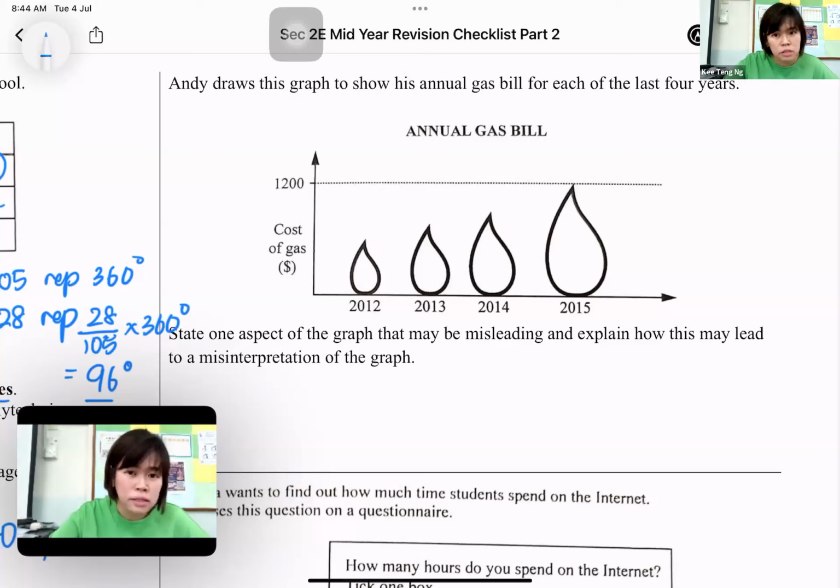So in this case, the title is just annual gas bill, that is still okay. Then next one, we look at our vertical and horizontal axis. Are they in correct intervals?